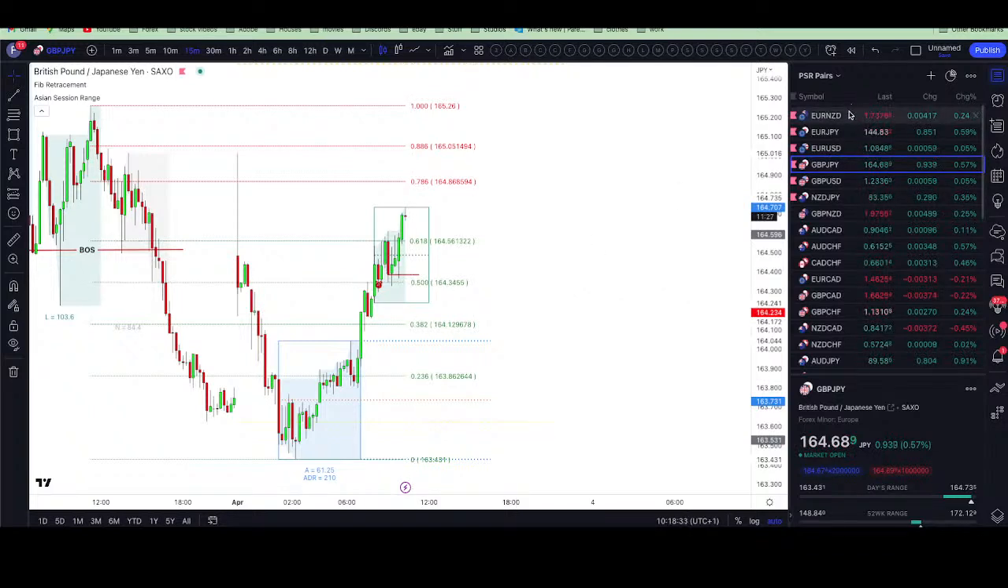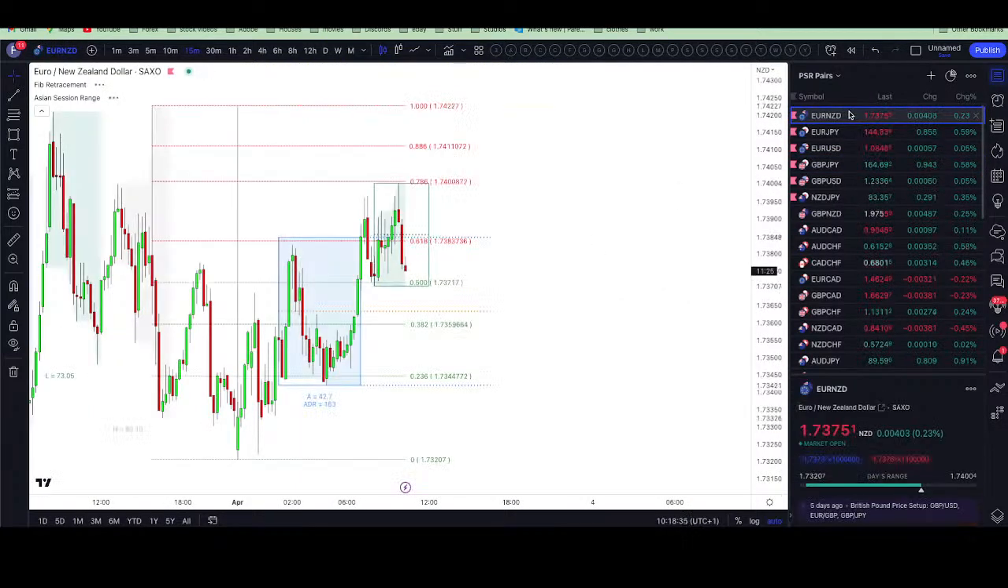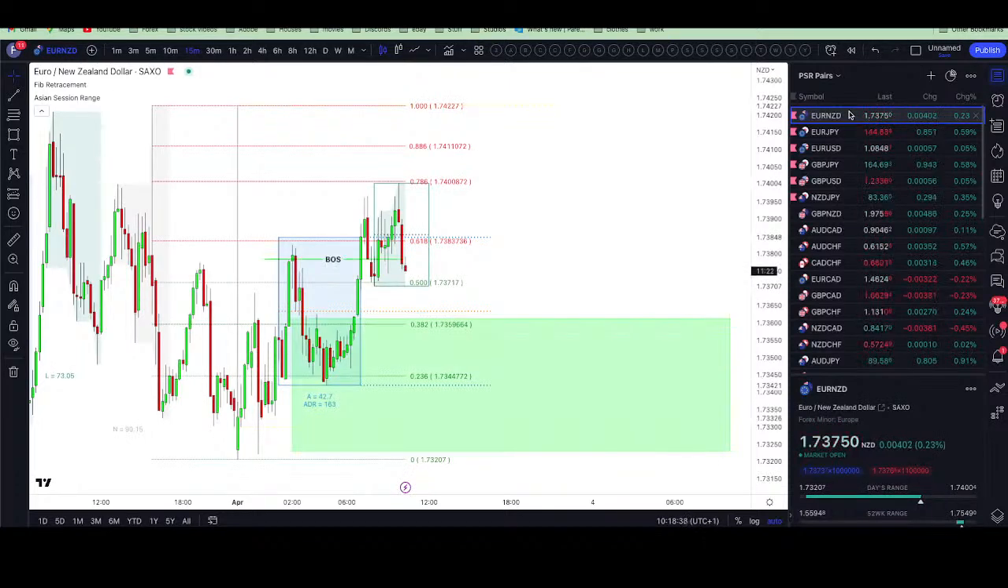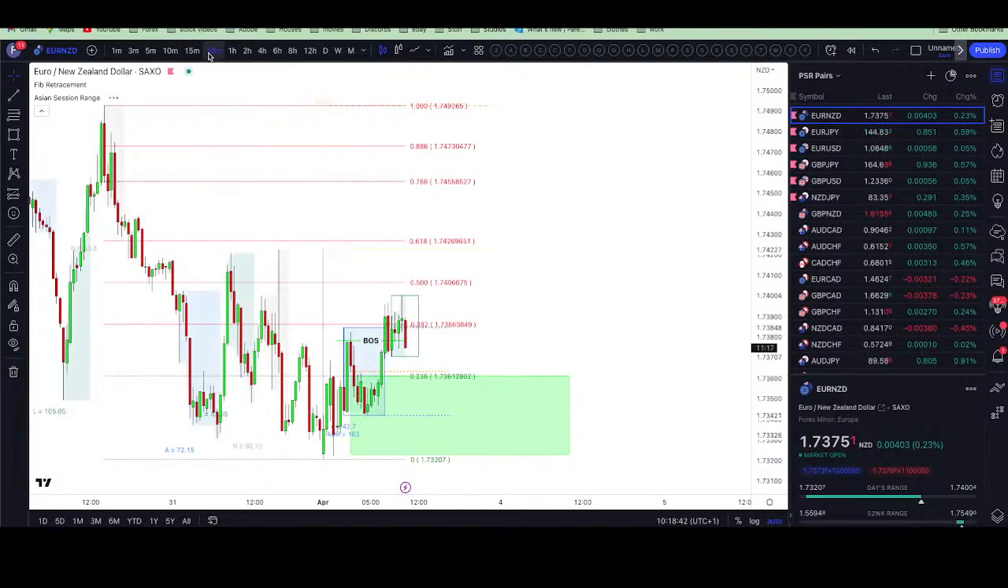Let's go back to EN. Yeah. EN is giving us that pullback that we need, but we still need to obviously wait for the buy after. So we're getting the pullback for EN at the moment. Again, we're waiting for it to go to this demand level here.